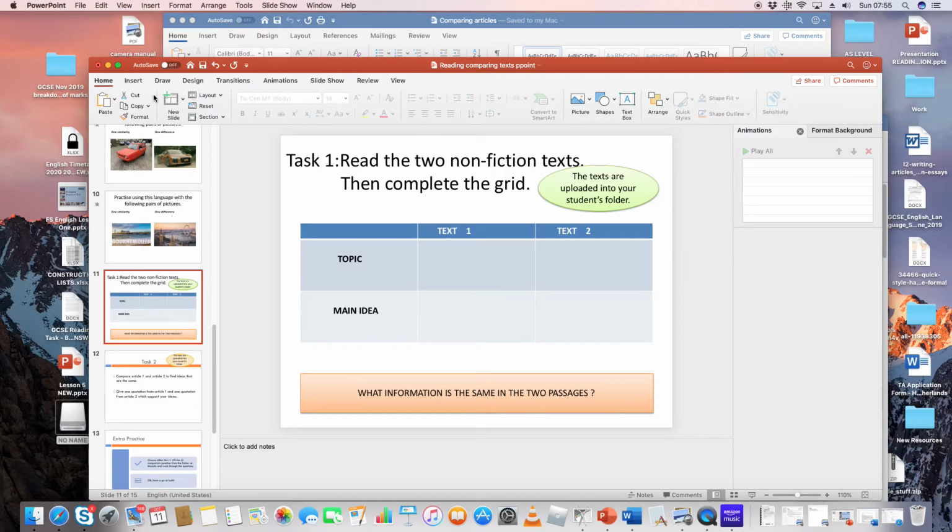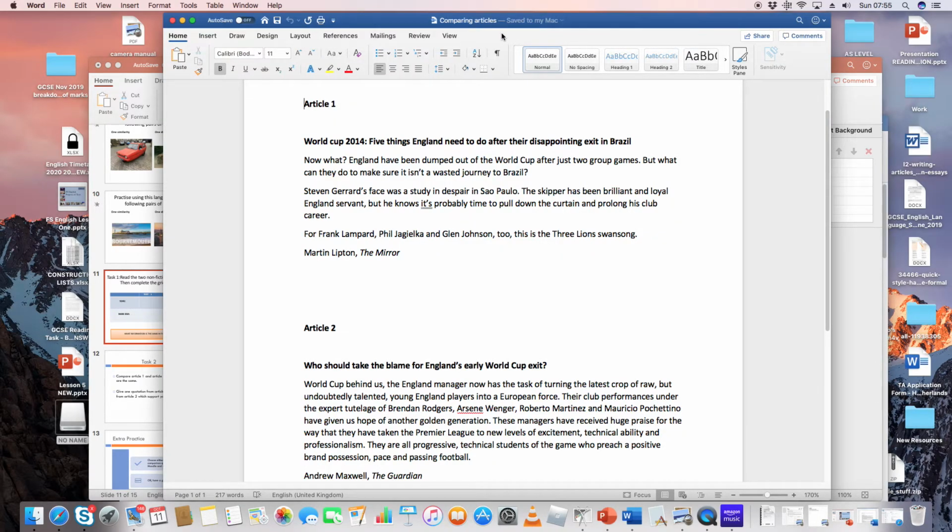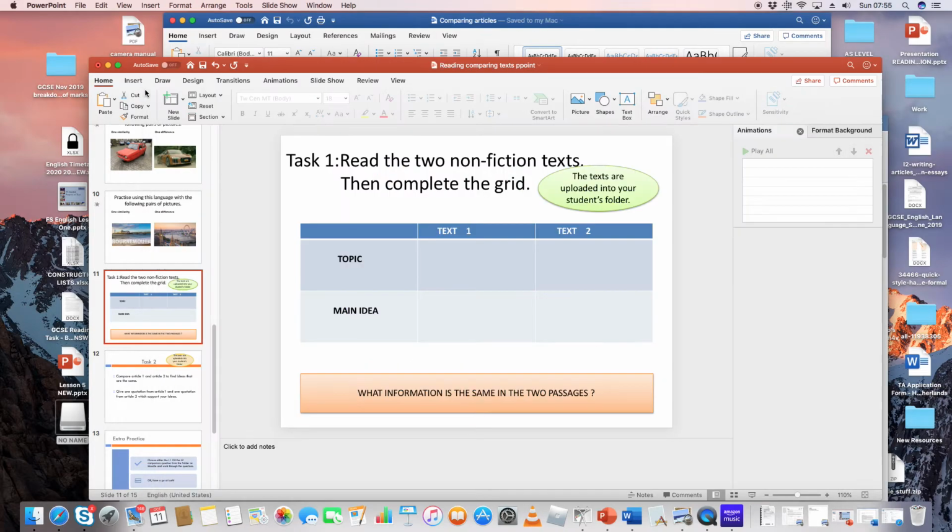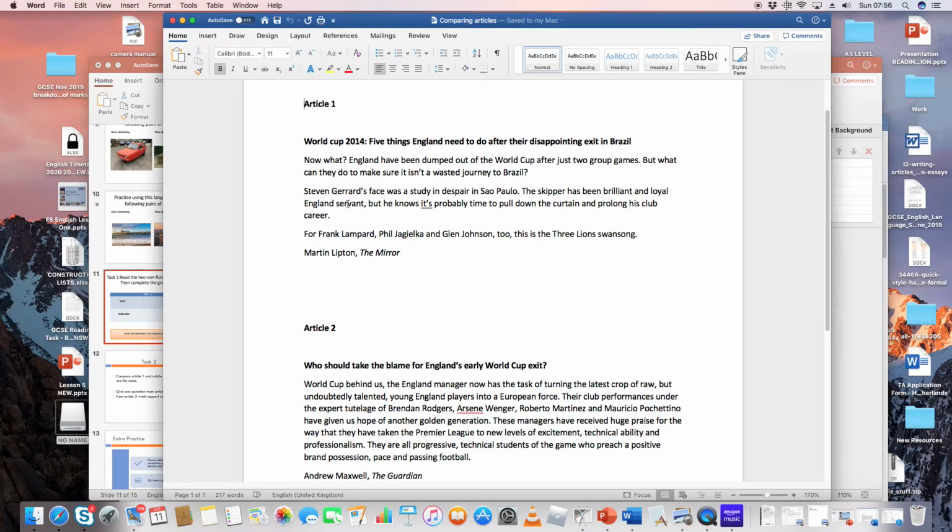Okay. So the topic is the same topic. It's England, going back a few years, England's participation or England's exit from the World Cup. Yeah, so the topic's football, and the main idea. So this is where the difference is.